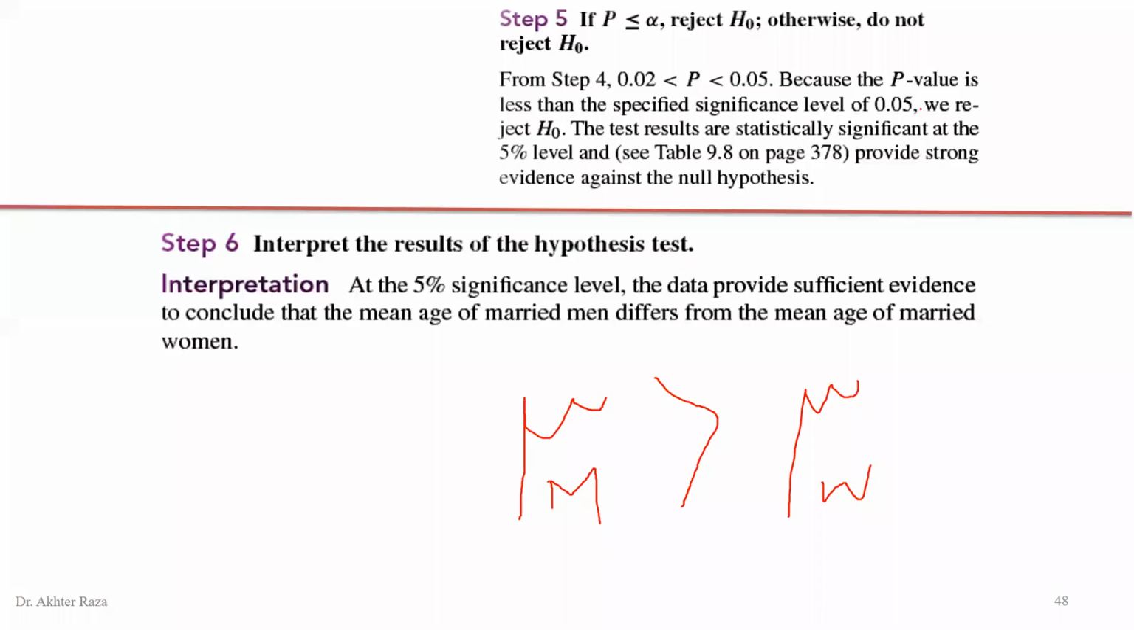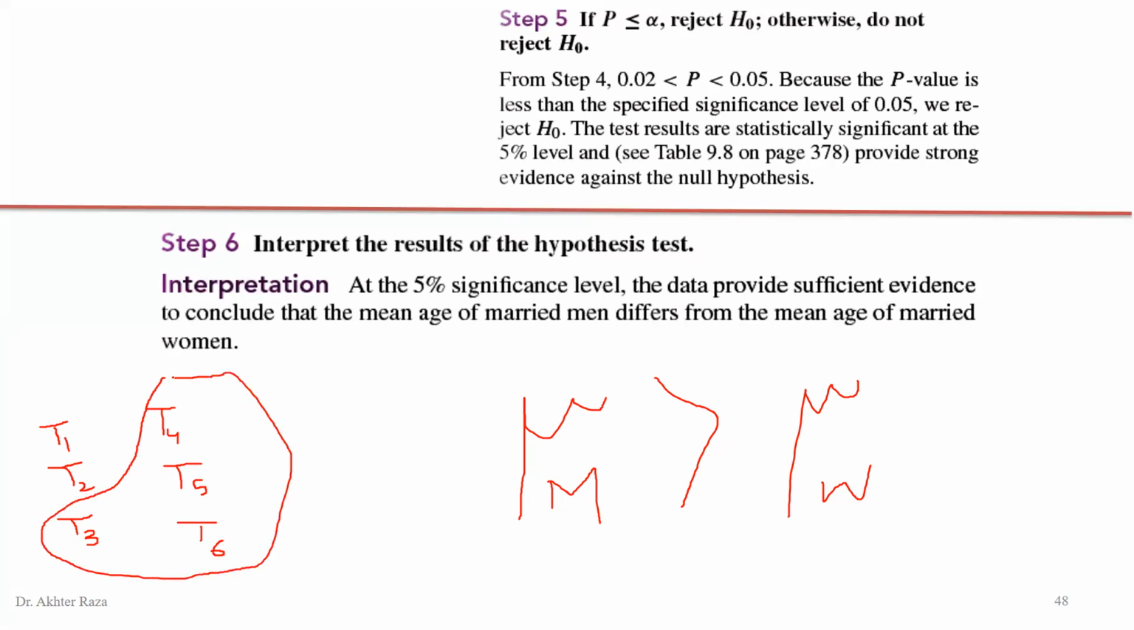Up to now, the 6 procedures have been completed: procedure T1 for one sample Z test, procedure T2 for one sample T test, procedure T3 for two sample Z test, T4 for pooled samples, T5 for non-pooled samples, and T6 for the paired sample. These 6 procedures are used: these 4 procedures for two means, and these 2 procedures for one mean.